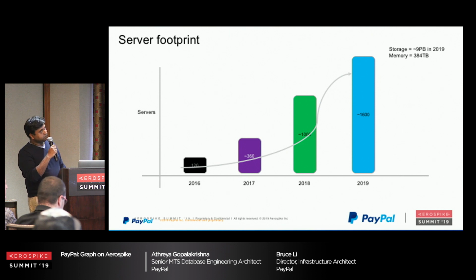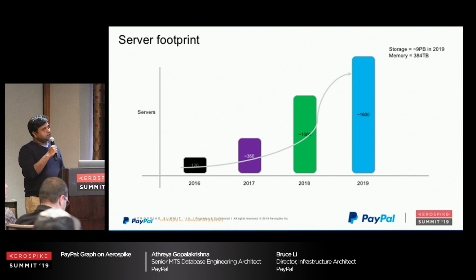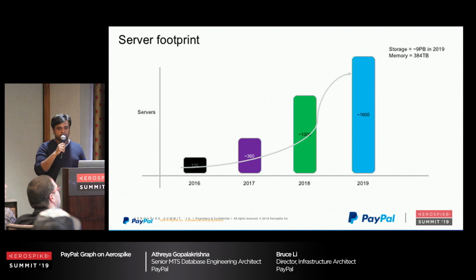This is the footprint of all the servers and how we grew with that. We have very fixed types of systems that we have designed. We have not changed any of that, basically trying to keep it consistent. The footprint right now is about 9 petabytes of physical storage and about 384 terabytes of memory spread across about 64 clusters. And we're also distributed across many availability zones.